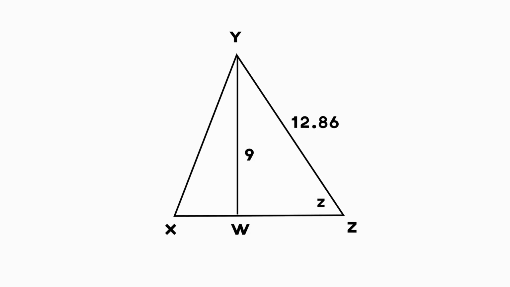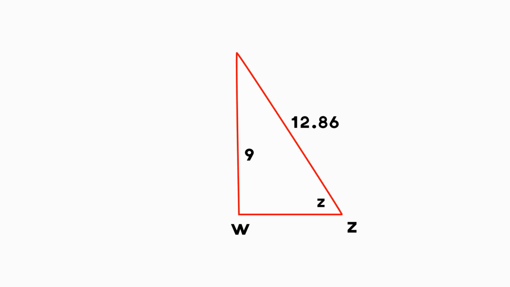Now, we know the lengths of two sides of the triangle, so we have the length of YW, which is 9, and the length of YZ, which is 12.86. But we still don't have the solution because we don't have WZ. We need to use the length of those two sides to figure out the length of WZ. How can we do that?